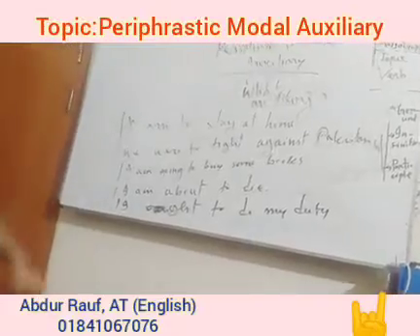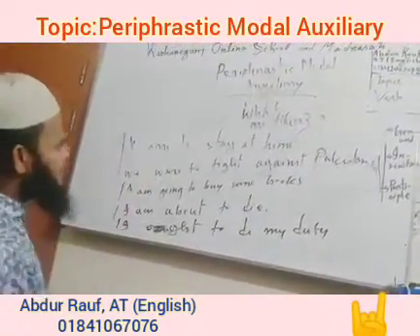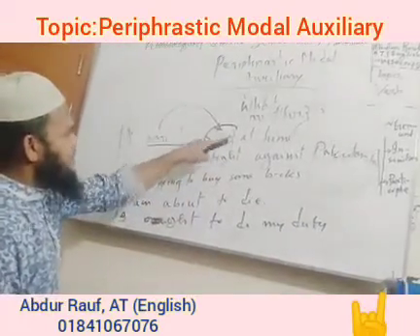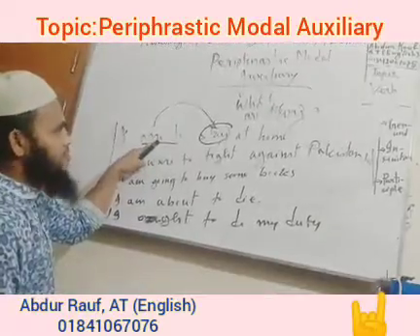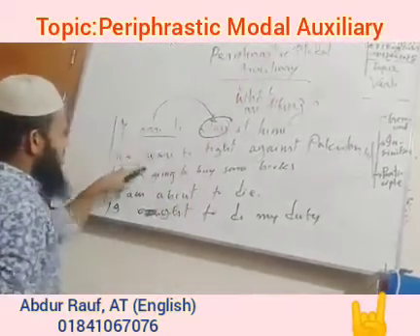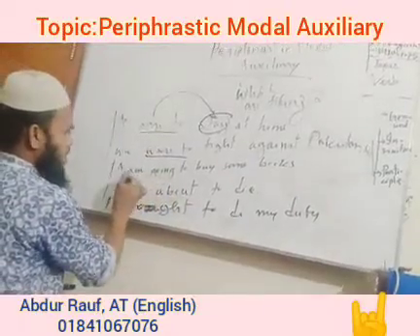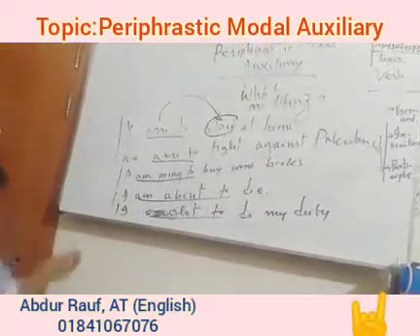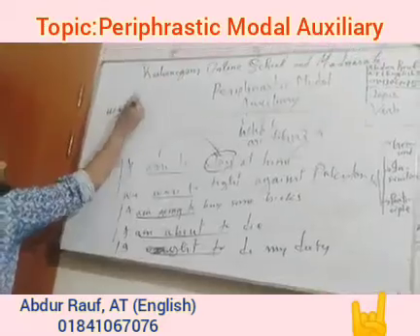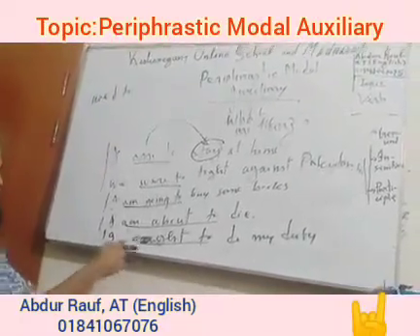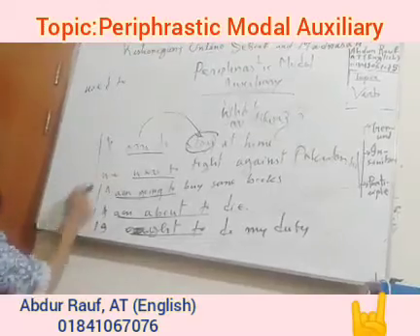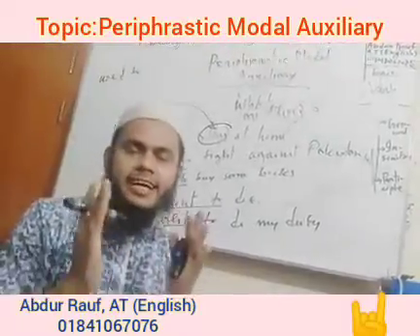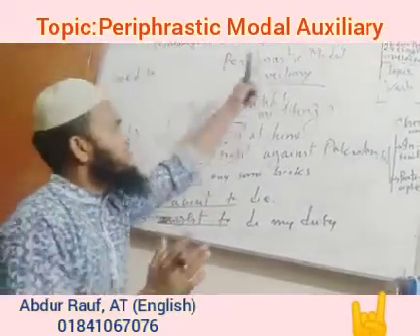Look, there are some sentences written here. I am to stay at home. Here, stay is the principal verb, and am to is helping stay. This is modal, but this is not modal. This is called periphrastic modal. Am to, was to, am going to, about to, ought to, that means some verbs like used to, and also one, two, three, four, five, and six. That means there are six kinds of periphrastic modal auxiliary.